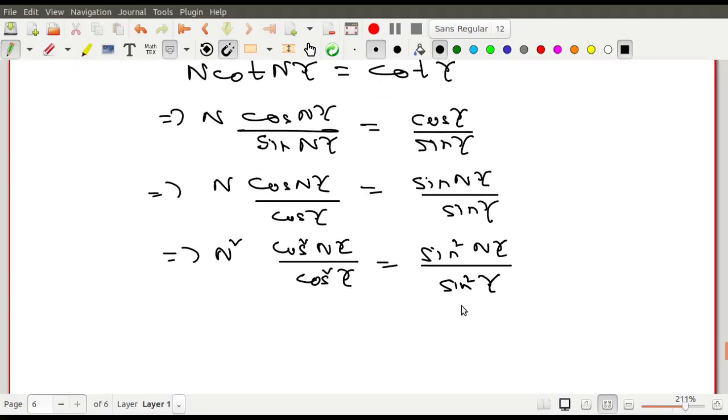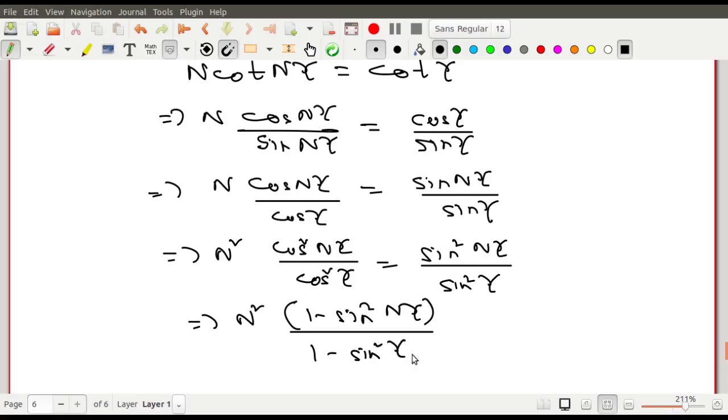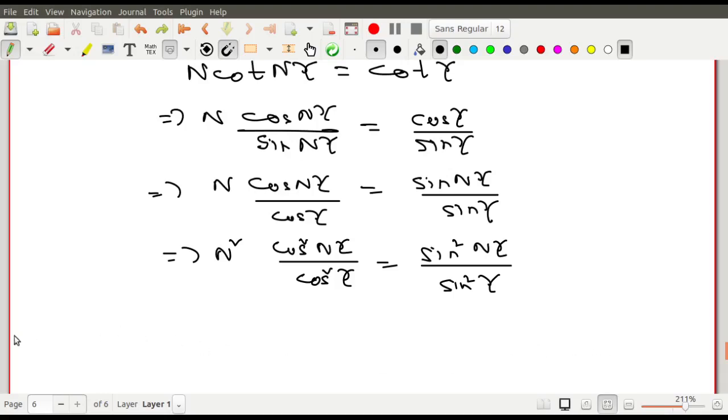Fine. Now this cos square you may write as 1 minus sin square n gamma divided by 1 minus sin square gamma. This gives you sin square n gamma by sin square gamma. On the right hand side, whatever I do over here is that I add up the numerators and I add up the denominators, and I will start from extreme left, otherwise things will not be clear. I am doing it once again.